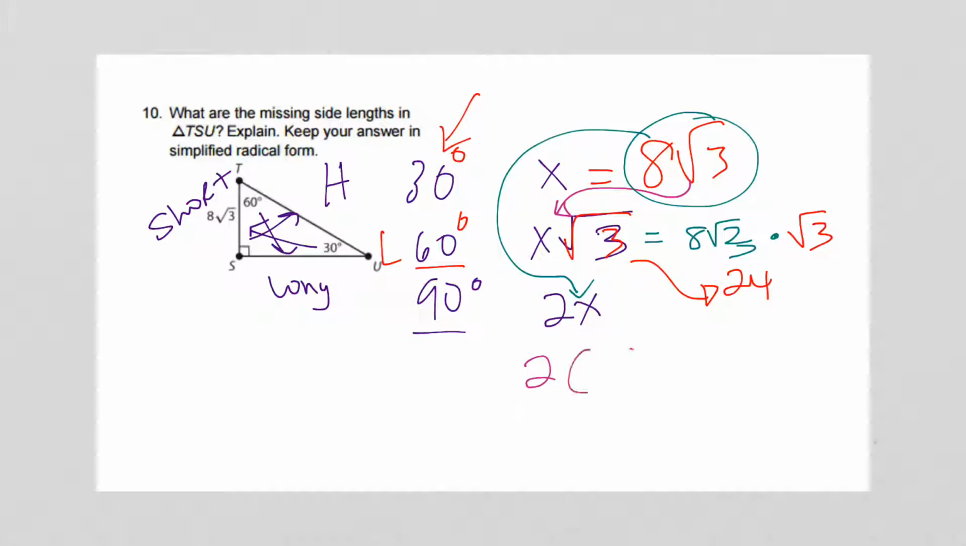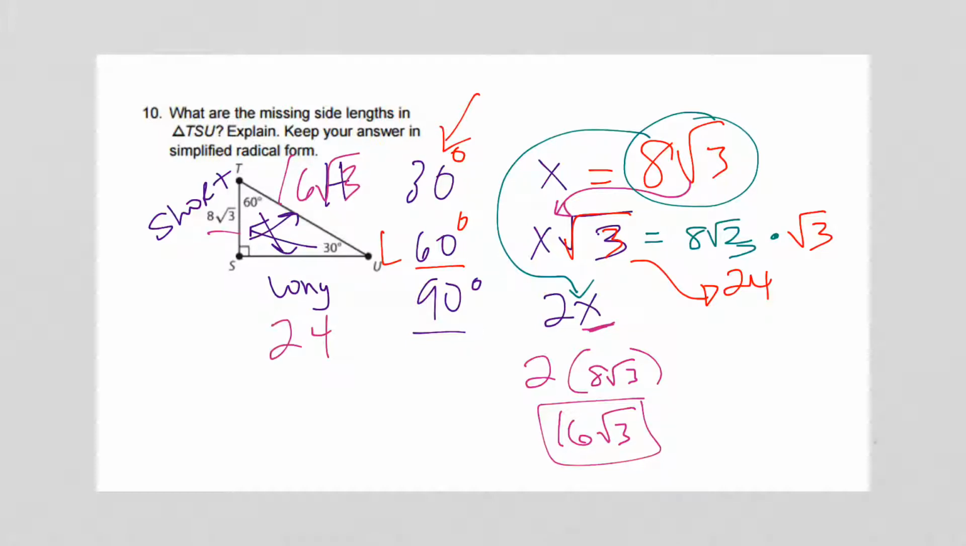And once you substitute your x value in to find the hypotenuse, the x value is 8 square root of 3. Simplified gives you 16 square root of 3. So the hypotenuse is 16 square root of 3. The long leg is 24, and the short leg is given, 8 square root of 3.